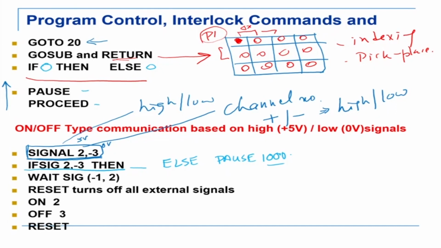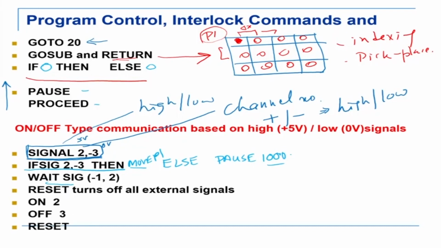Okay, so if signal this, then move P1, else pause 1000 and check the signal again. Then there is wait signal. It will come here and wait until the signal on channel number 1 is minus and channel number 2 is plus. Signal's short form is sig, followed by the channel number and plus or minus.